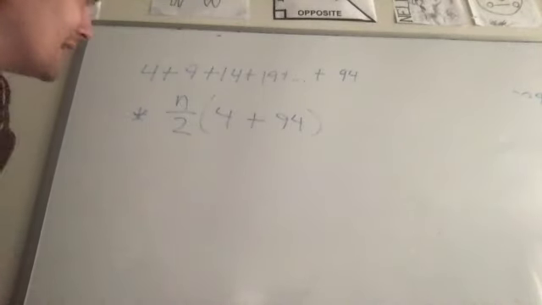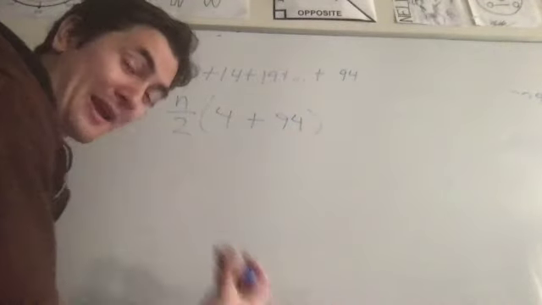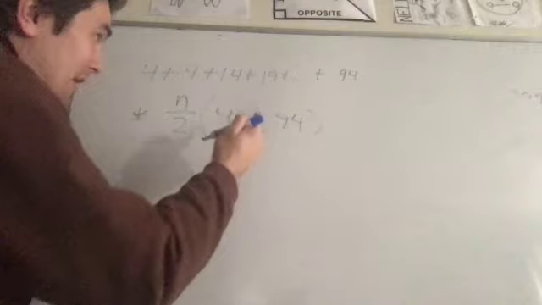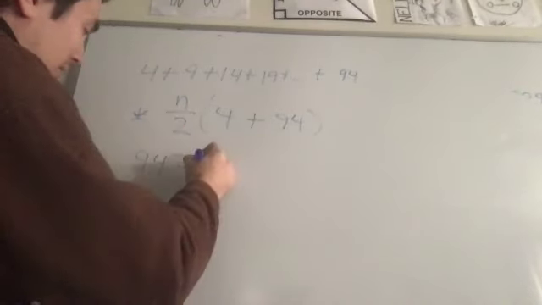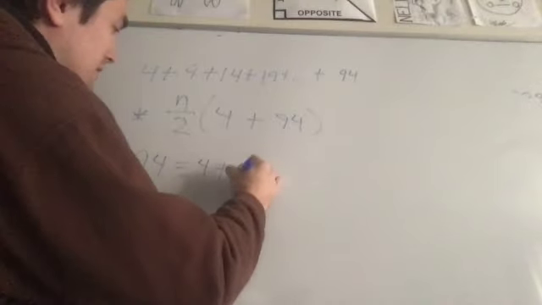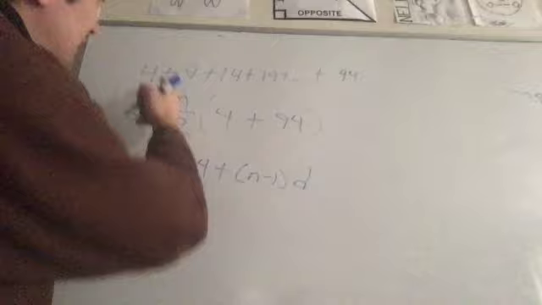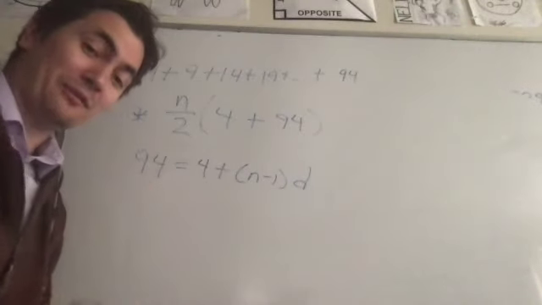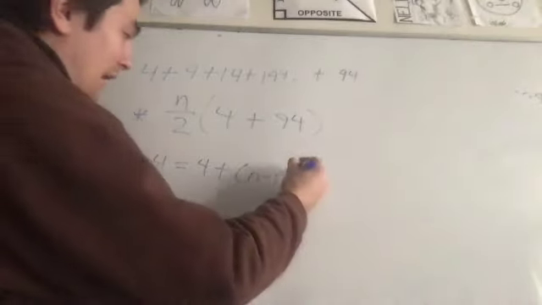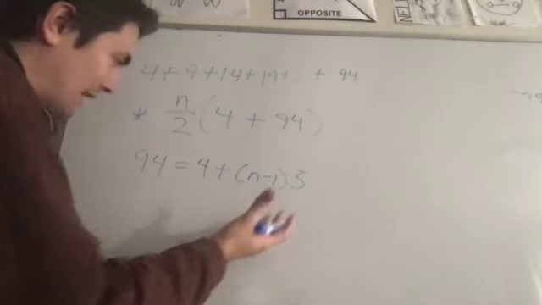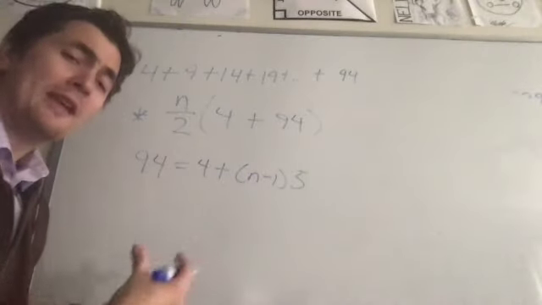Well, this is an arithmetic series, and each one of these numbers is part of an arithmetic sequence. So I know that 94 is going to be of the form the first term, which is 4, plus n minus 1 d's. But the d here is 5, d meaning difference. We keep going up by 5. So I'm going to change this to a 5. Look, I now have an equation for n. I'm going to solve for n now.